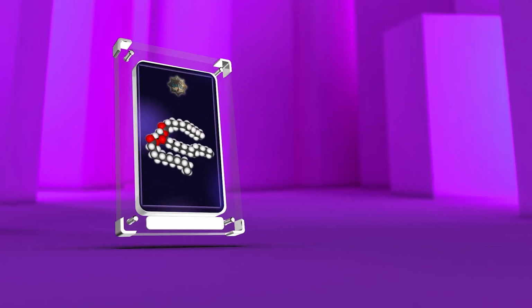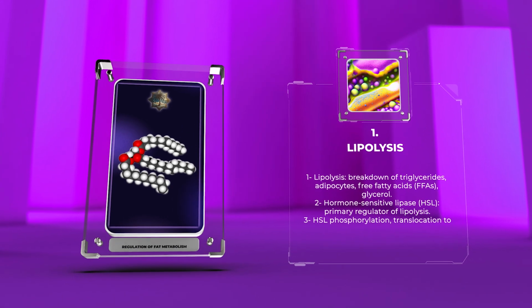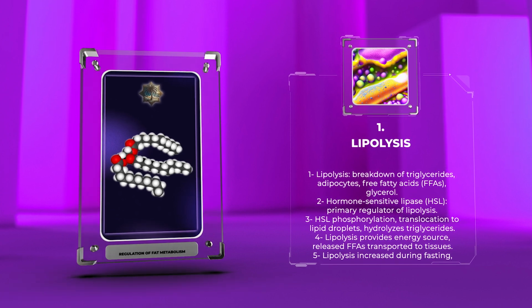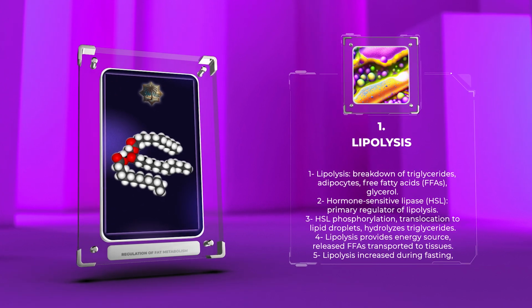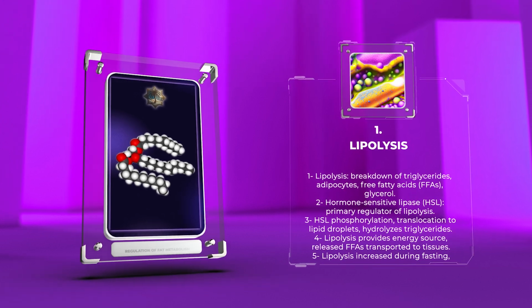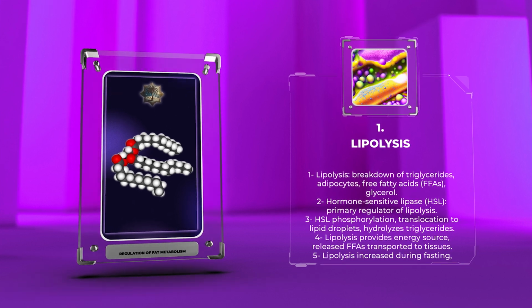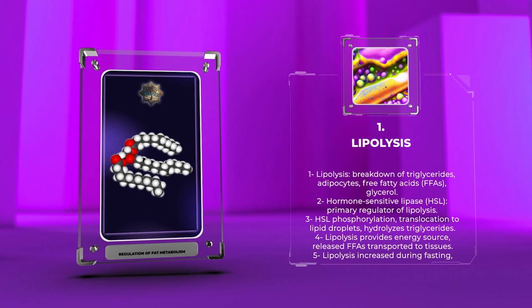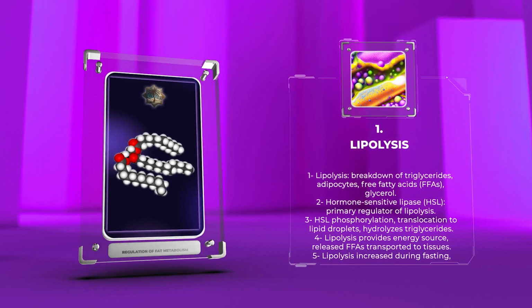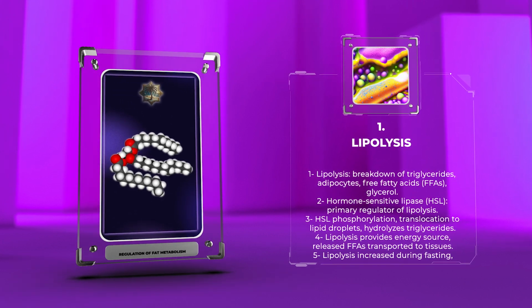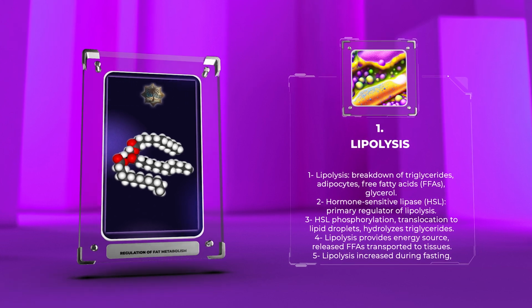Lipolysis is the breakdown of triglycerides stored in fat cells, also known as adipocytes, into free fatty acids, FFAs, and glycerol. This process is primarily regulated by the enzyme hormone-sensitive lipase, HSL, which is activated by hormonal signals, such as catecholamines and glucagon. Upon stimulation, HSL is phosphorylated and translocates from the cytoplasm to the surface of lipid droplets within the adipocyte. Once attached to the lipid droplet, HSL hydrolyzes the triglycerides into FFAs and glycerol, which are then released into the bloodstream. Lipolysis provides a readily available energy source during fasting or periods of increased energy demand.